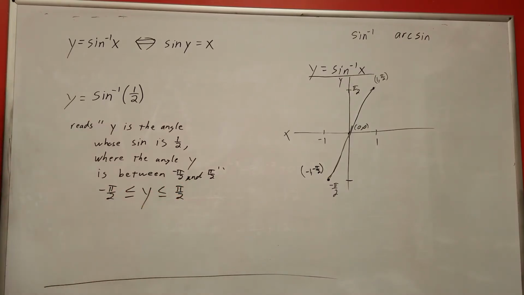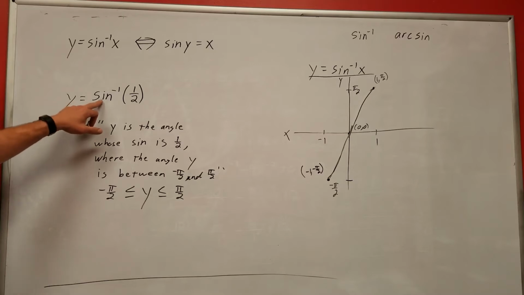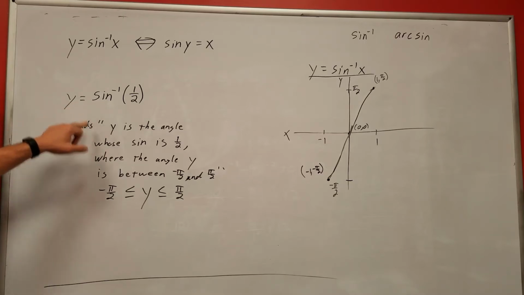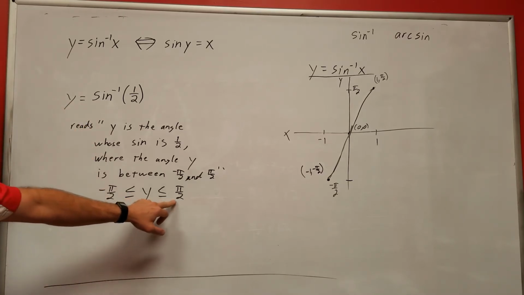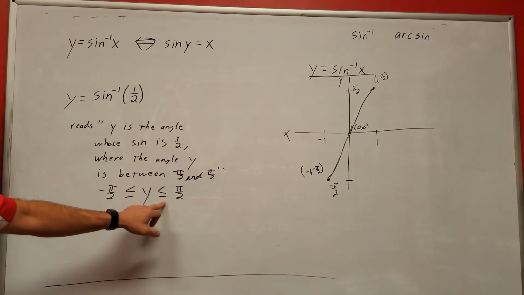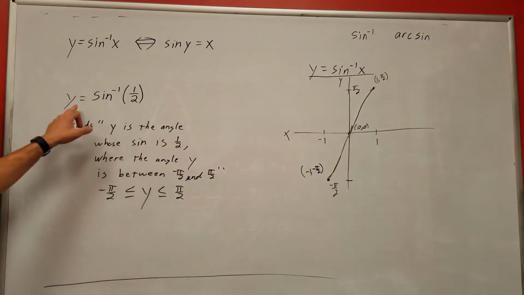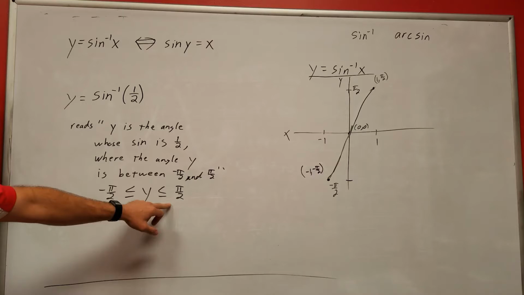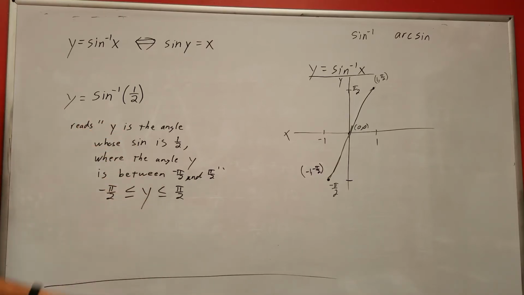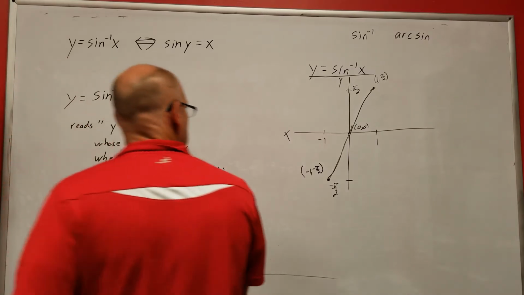In other words, like that, okay? So what does this basically read? Y is the angle that falls between negative pi over 2 and pi over 2. Notice they can include each one of those. So y is the angle between negative pi over 2 and pi over 2, whose sine is 1/2. All right. So how does that help us? That really helps us out a lot in our first example here.